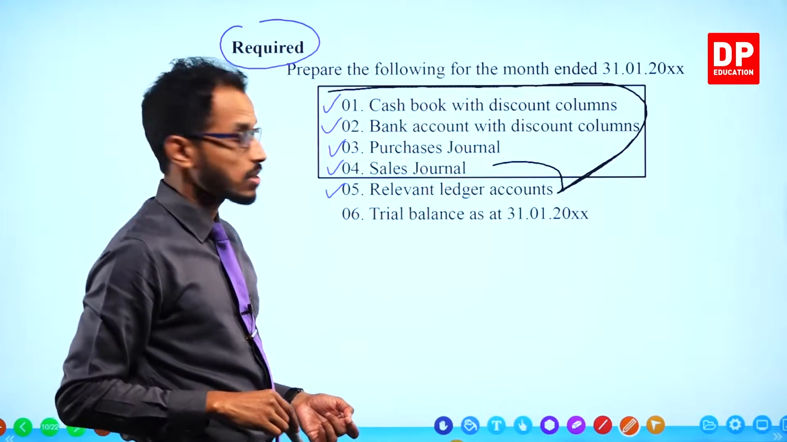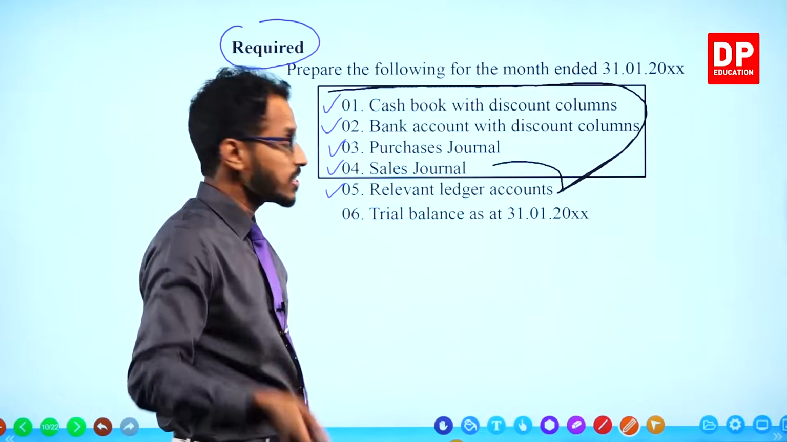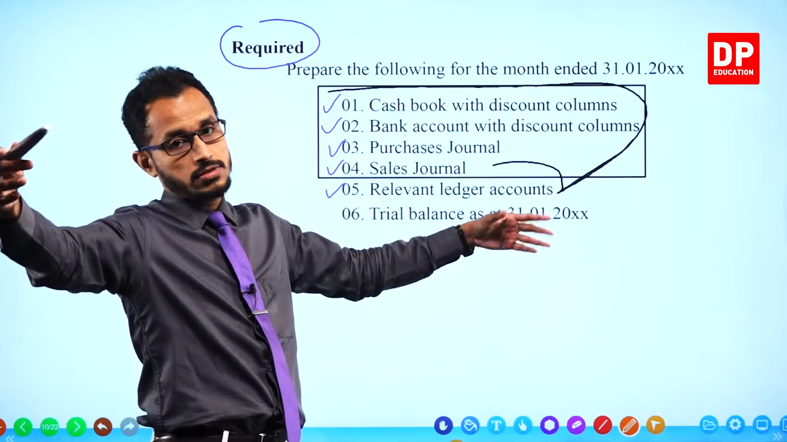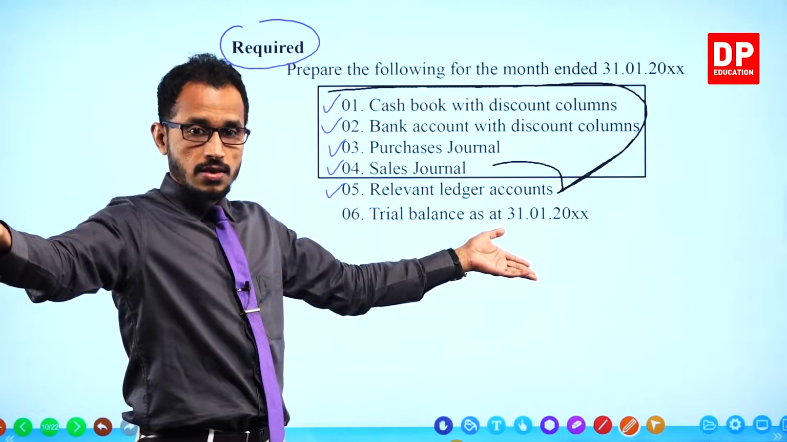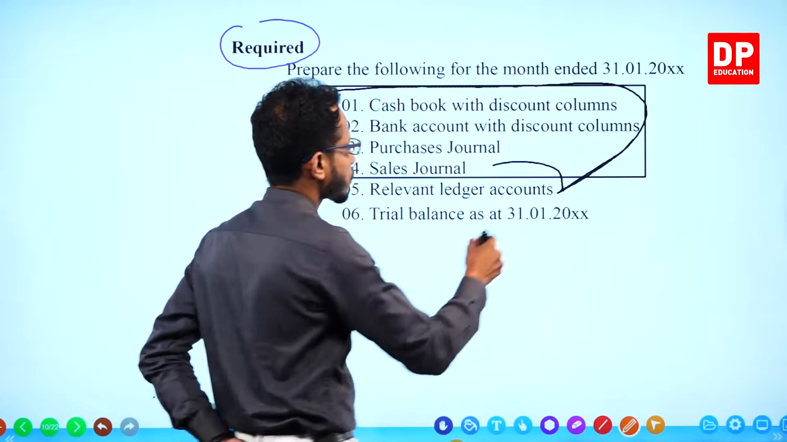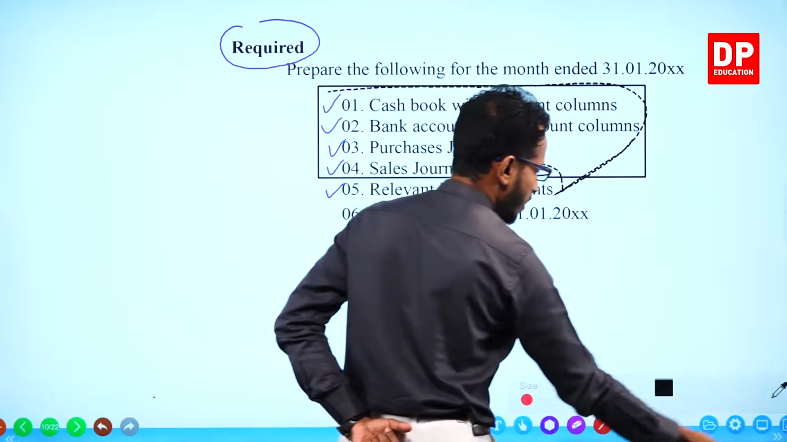To the relevant ledger accounts. Then balance the ledger accounts and prepare the trial balance. That's the procedure. Balance the ledger accounts.